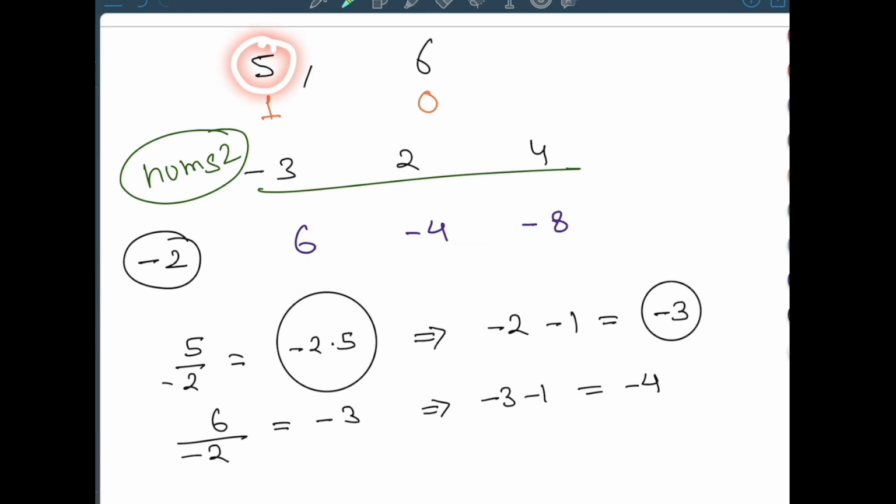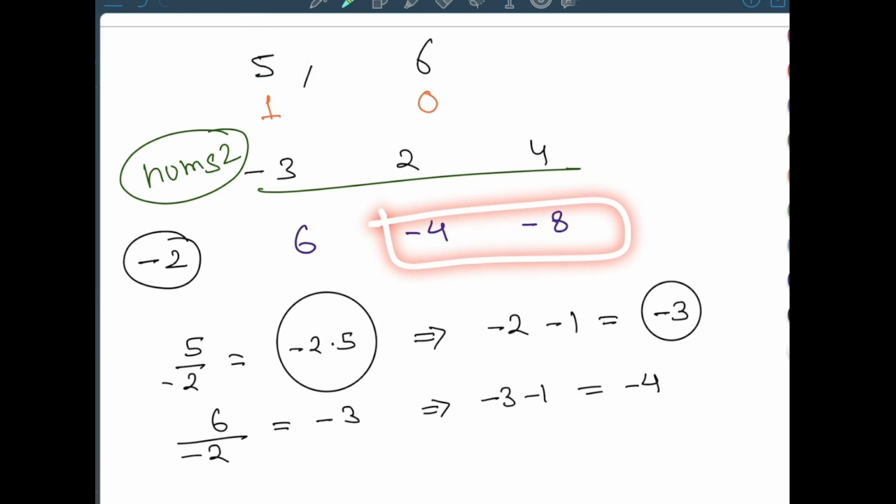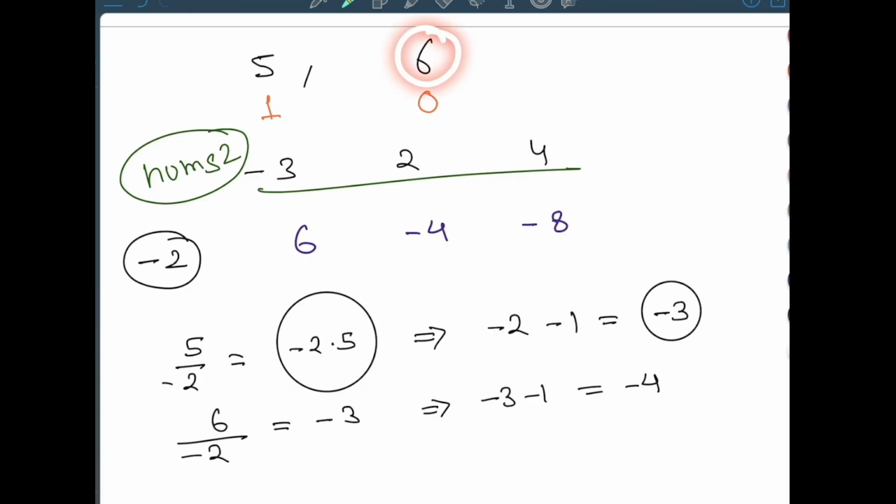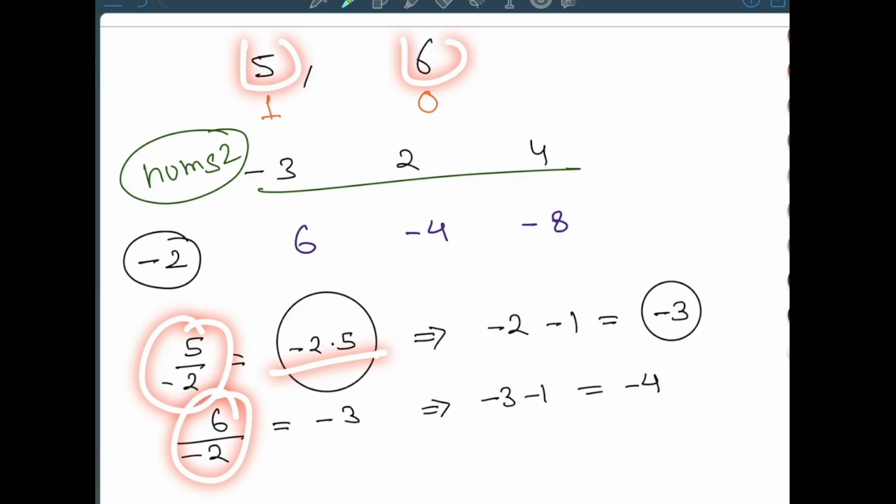With 5, there are two elements less than or equal to it, right? And with 6, there are all these elements which are less than or equal to it. Now with 5 and with 6, if I apply the formula, what is the other number I should have, if one of the numbers is minus 2, so that I multiply it and get 5 or 6? So it will be 5 by minus 2 and 6 by minus 2, which is minus 2.5 and minus 3.